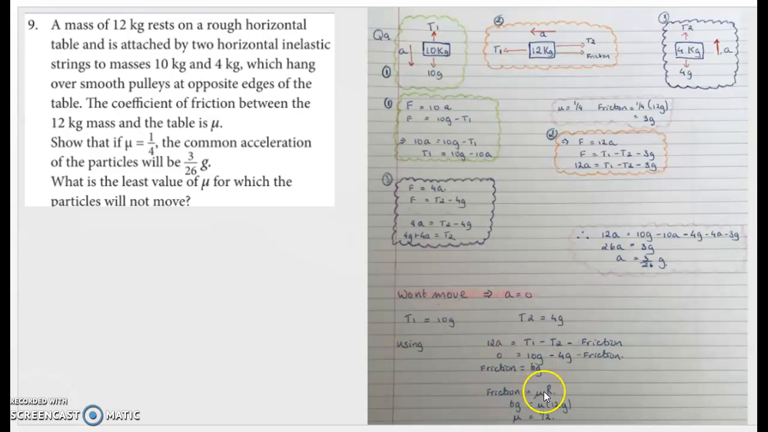What do we know about the friction? The friction is equal to mu times R. The R doesn't change. Our normal force doesn't change in this case, so it's still 12g. So 6g is equal to mu times 12g, and divide both sides by 12g, and I get that mu is equal to 1/2.